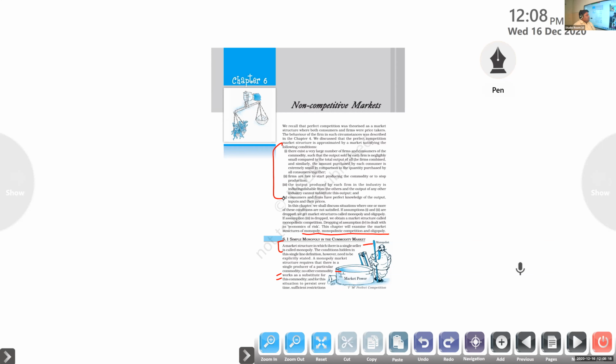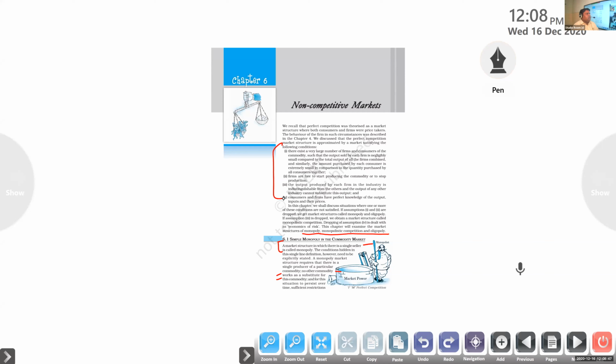So remember one thing: no individual firm or individual consumer is able to make any change in the aggregate demand or aggregate supply. Clear? Okay, first point. Second point, firms are free to start producing the commodity or to stop production. Related to the cost of production, it's the right of the firms to choose to produce or not to produce. Clear or not? There are no restrictions.